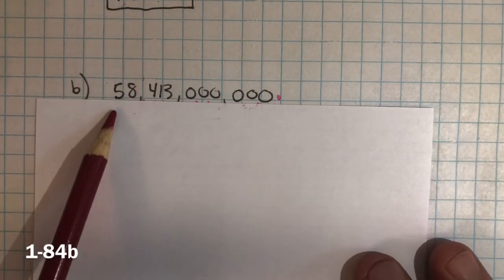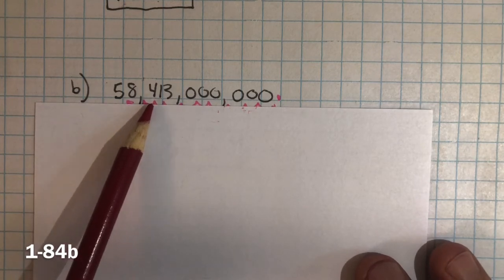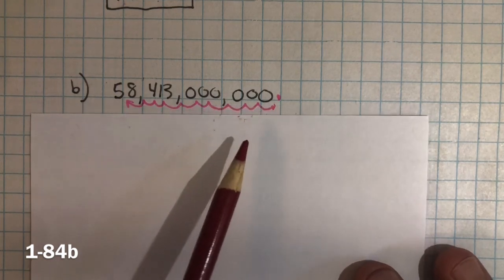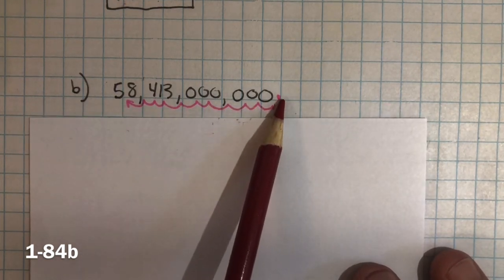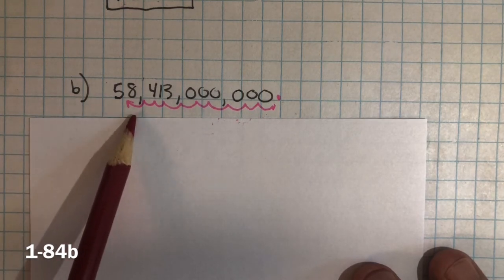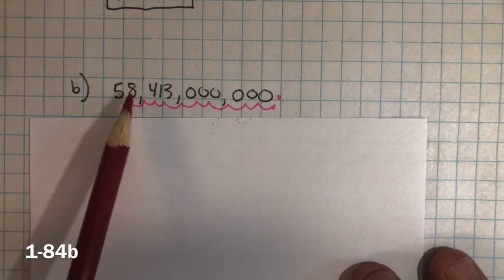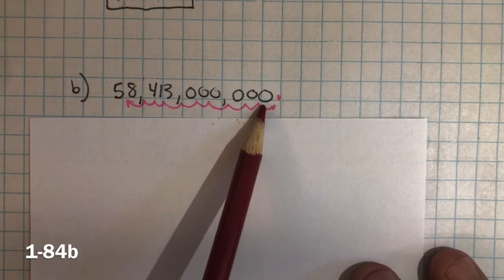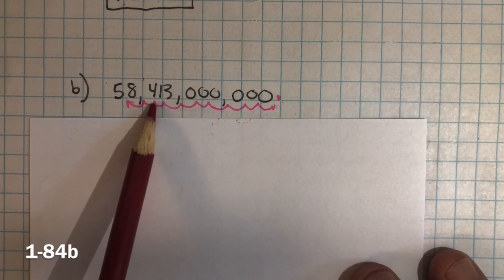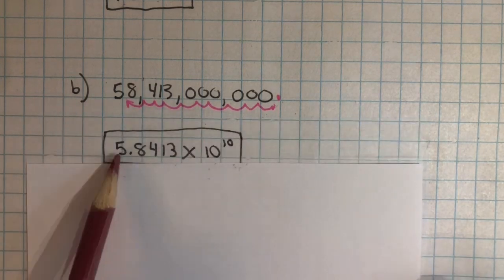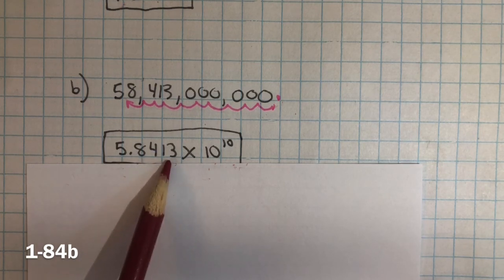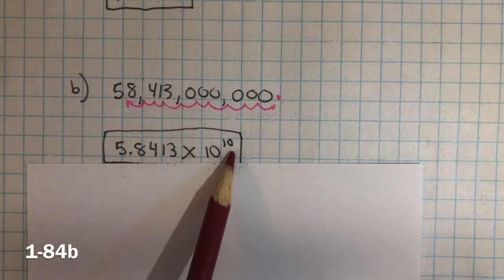For B, I have 58,413,000,000. We want to put it in scientific notation, so here's the decimal. I need the A term to be greater than or equal to 1, but less than 10, so I need to move it over to here, and I'm going to count the place values. 1, 2, 3, 4, 5, 6, 7, 8, 9, 10. So that's going to give me 5.8413 multiplied by 10 to the 10th power.